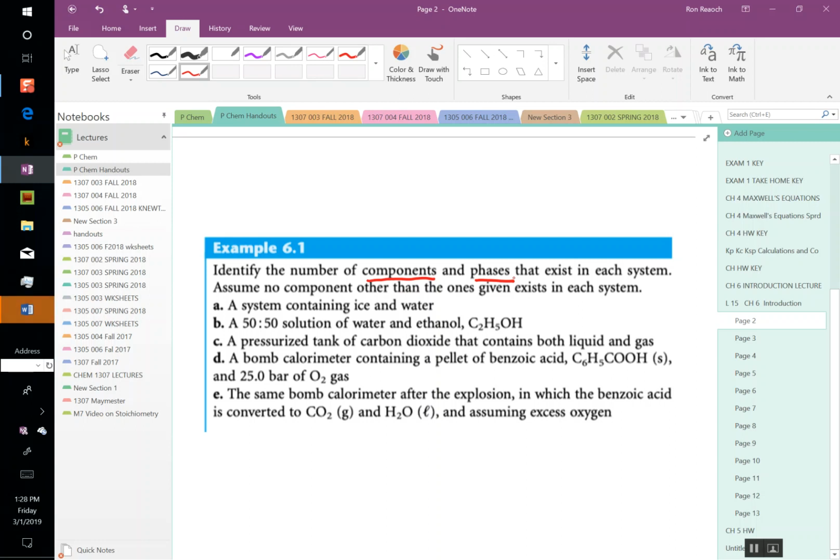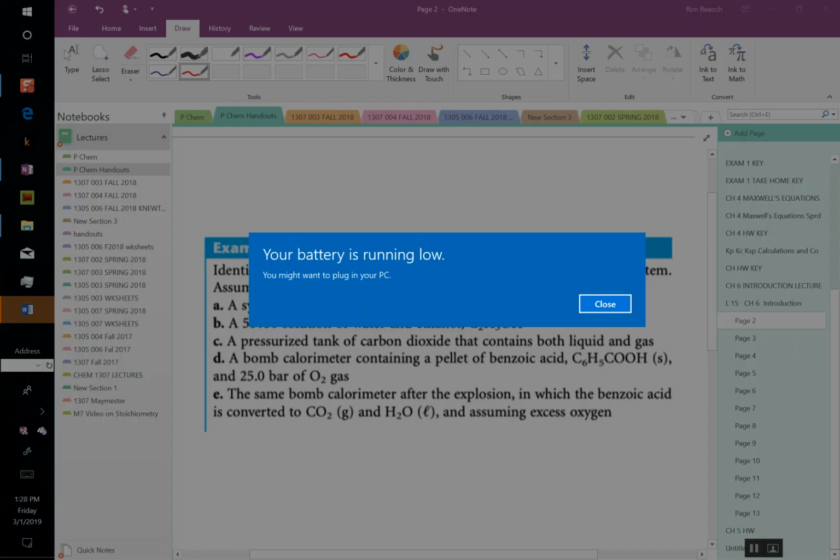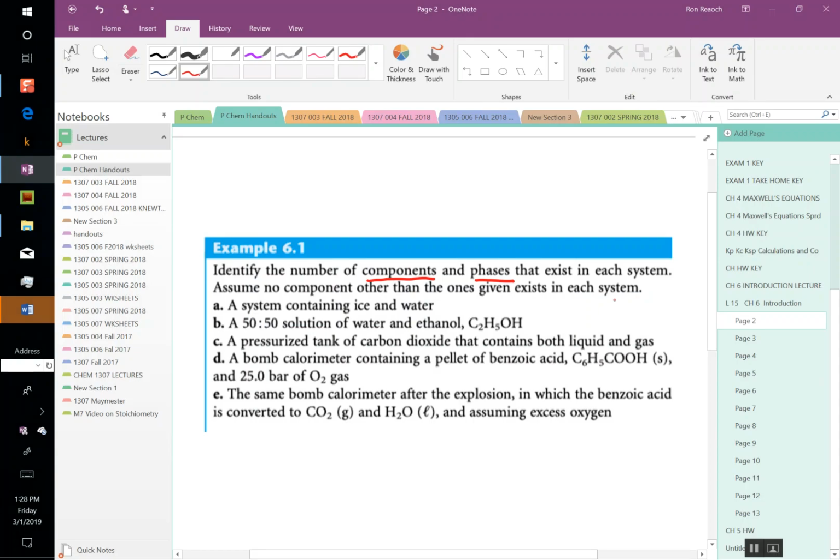A bomb calorimeter containing a pellet of benzoic acid and 25 bars of oxygen gas. This is before explosion. So there are 2 components and how many phases? Two: solid and gas, right? What's solid in there? Benzoic acid.